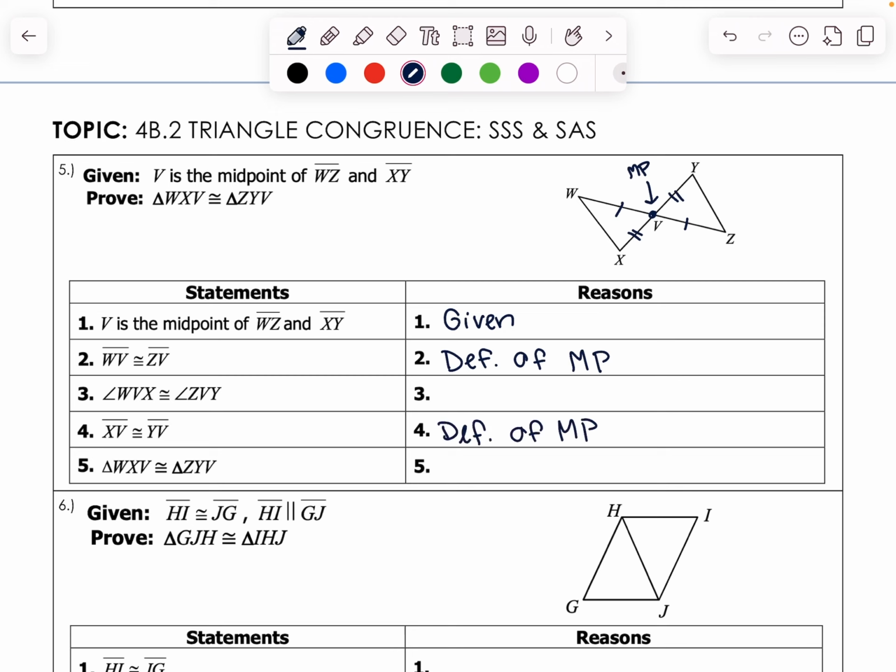Okay, and then statement 3, so angle WVX is going to be congruent to angle ZVY. Anytime we're looking at angles, the best thing to do is figure out what angle relationship is being shown. That's going to be vertical angles. Then we have two sides and an angle sandwiched in between, so that's going to be side, angle, side.